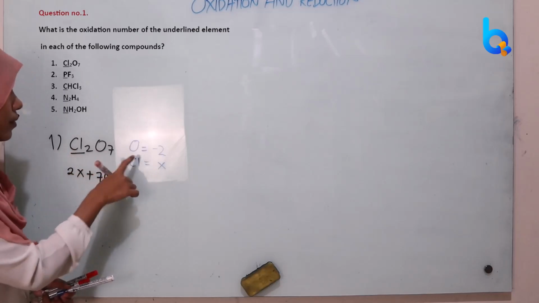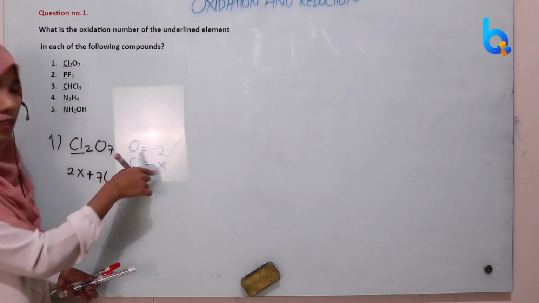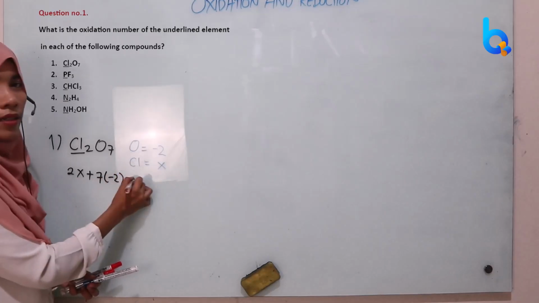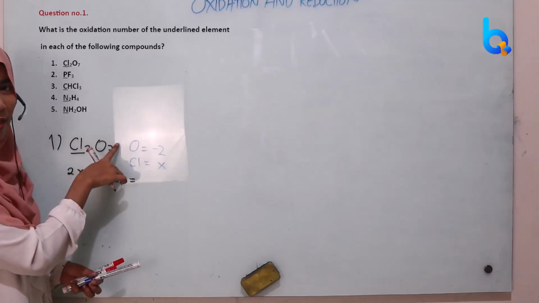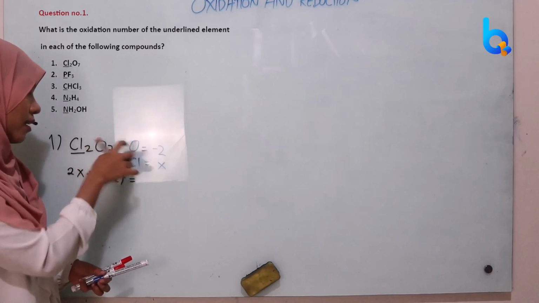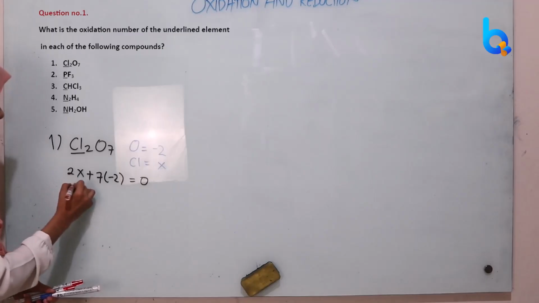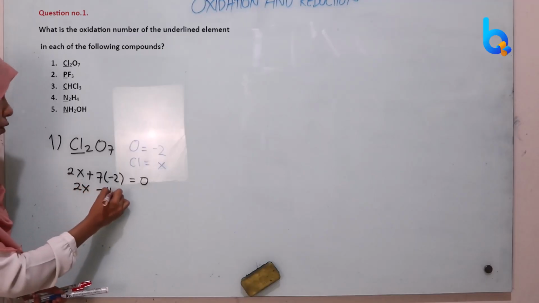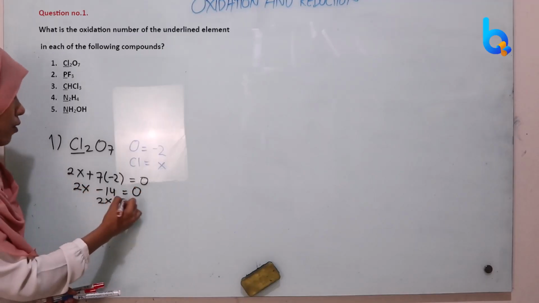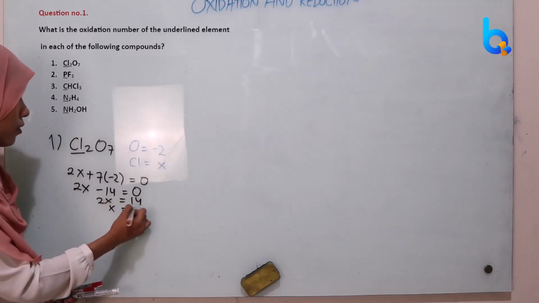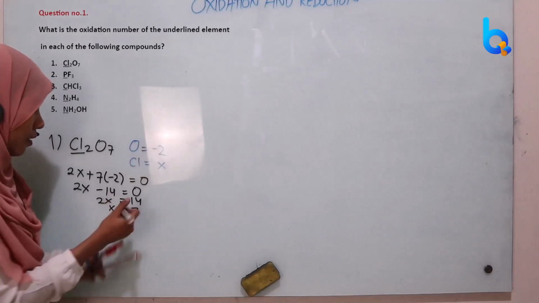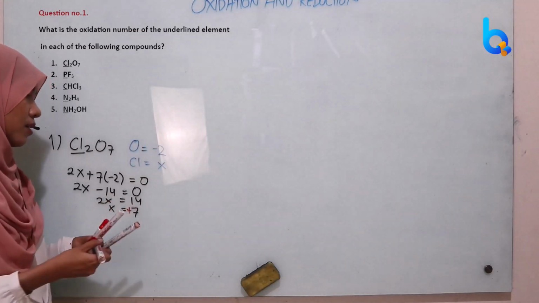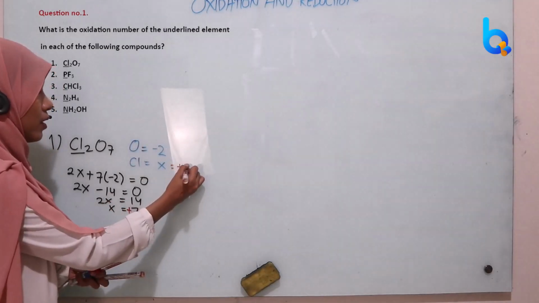So 7 times the oxidation number of oxygen, which is minus 2. If we sum these oxidation numbers, because this is a neutral compound, as we see there is no positive or negative sign, it will be 0. So we simplify this to 2x minus 14 equals to 0, 2x equals to 14, then x equals to 7. Again, because we got a positive number, don't forget the positive sign. So the answer will be positive 7.